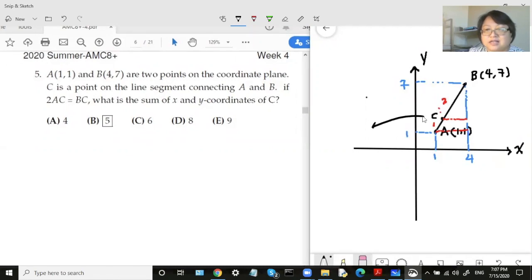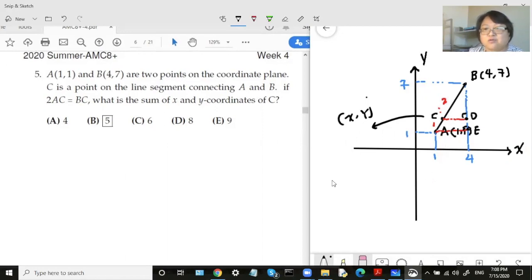Okay, so let's say C's coordinate is (x, y). We draw a vertical line to the axis, and we draw a line parallel to the y-axis. So then we have a right triangle BCD, this point is D, and this other point, let's say, is E. BCD and BAE are 2 similar triangles.